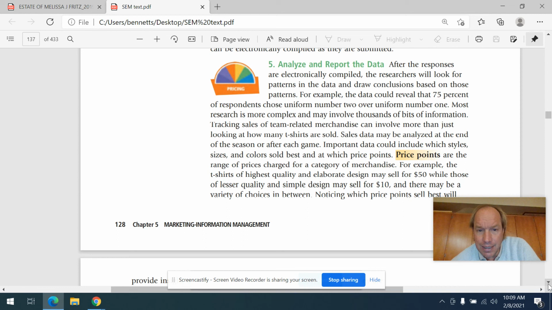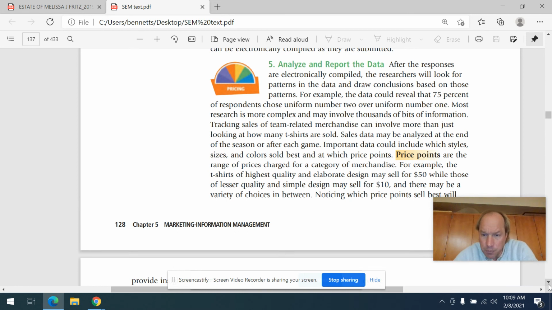Sales data may be analyzed at the end of the season or after each game. Important data could include which styles, sizes, and colors sold best and at which price points. Price points are the range of prices charged for a category of merchandise. For example, the t-shirts of highest quality and elaborate design may sell for $50, while those of lesser quality and simple design may sell for $10.